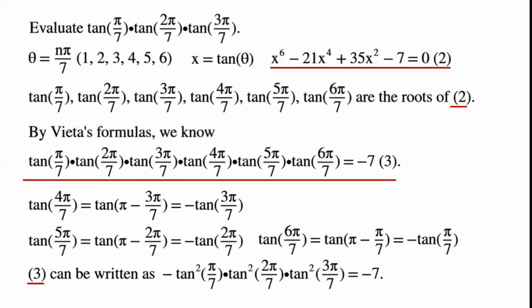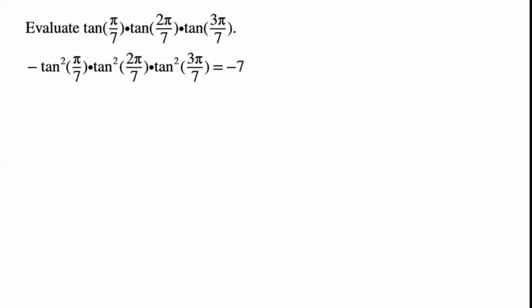So equation 3 can be written as minus tan squared pi over 7 times tan squared 2 pi over 7 times tan squared 3 pi over 7 equals minus 7. Thus, tan pi over 7 times tan 2 pi over 7 times tan 3 pi over 7 equals root 7.